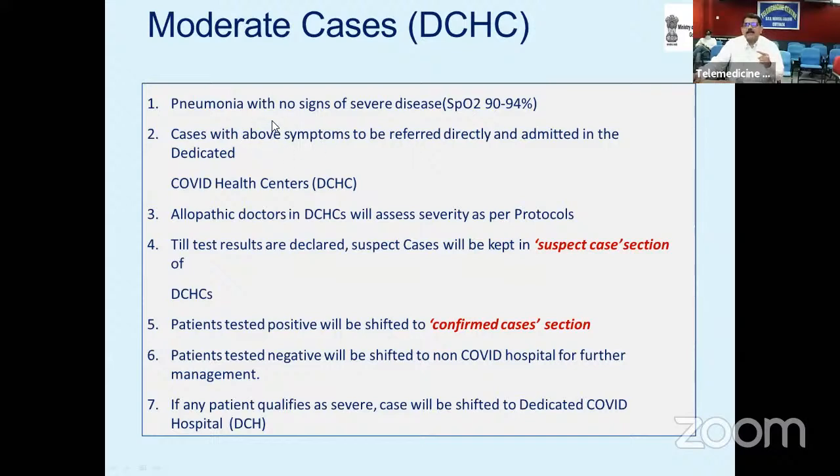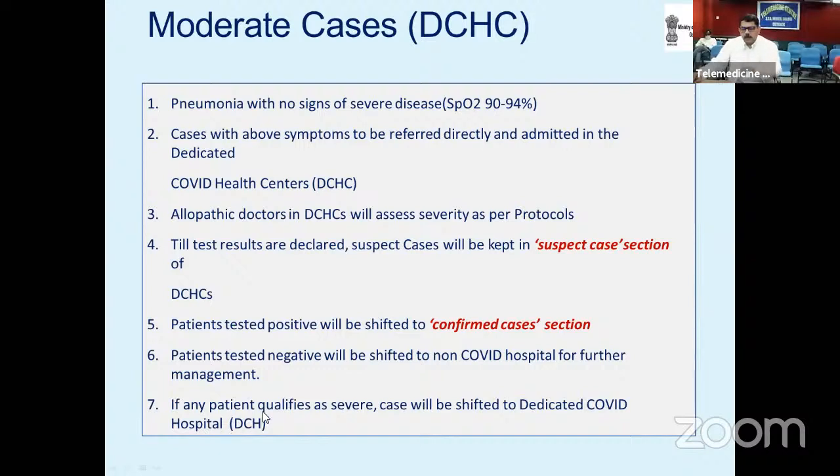And these patients with features of pneumonia are moderate cases. And usually they have a saturation less than 95%. The cases with the above symptoms are referred directly to the dedicated COVID health centers. And usually allopathic doctors are in charge. They assess the severity, and till test results are declared, the suspect cases will be kept in the suspect section and the confirmed cases in the confirmed case section. Patients who test negative, as usual, will be treated for the non-COVID reason, and any patient who qualifies as a severe case will be shifted to the dedicated COVID hospital.